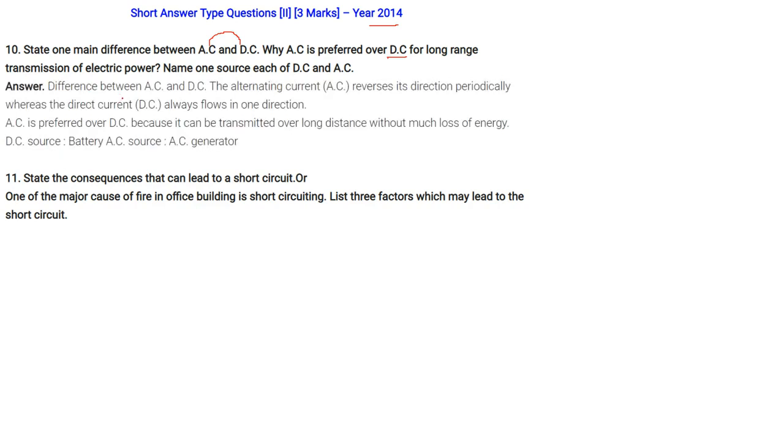The difference between AC and DC: the AC, alternating current, reverses its direction periodically, while DC always flows in one direction. AC is preferred over DC because it can be transmitted over long distance without much loss of energy. So DC source is battery, AC source is an AC generator.